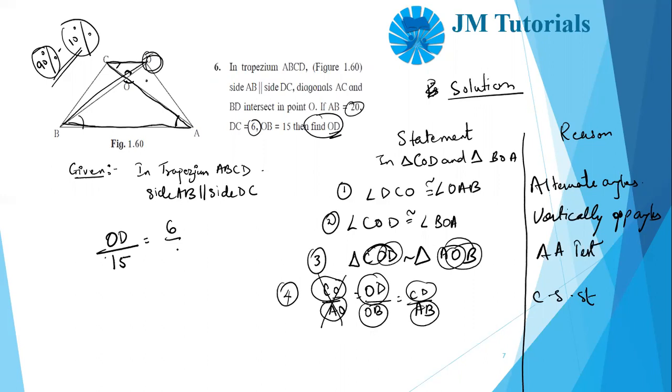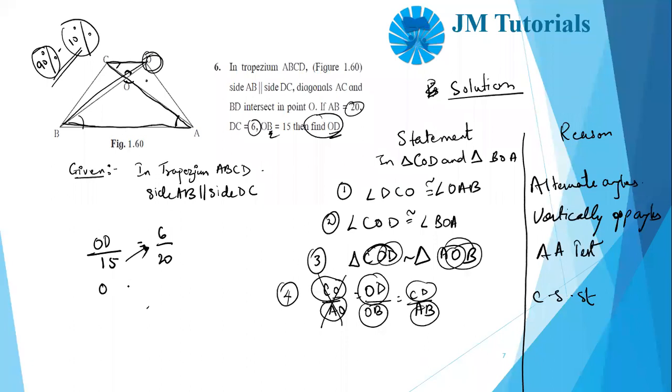Everyone knows cross multiplication, so I'll just go through it; in case you don't know, please look at this again. I didn't know OD. I knew OB, which was 15. CD is 6. AB is 20. So you can cross multiply here.